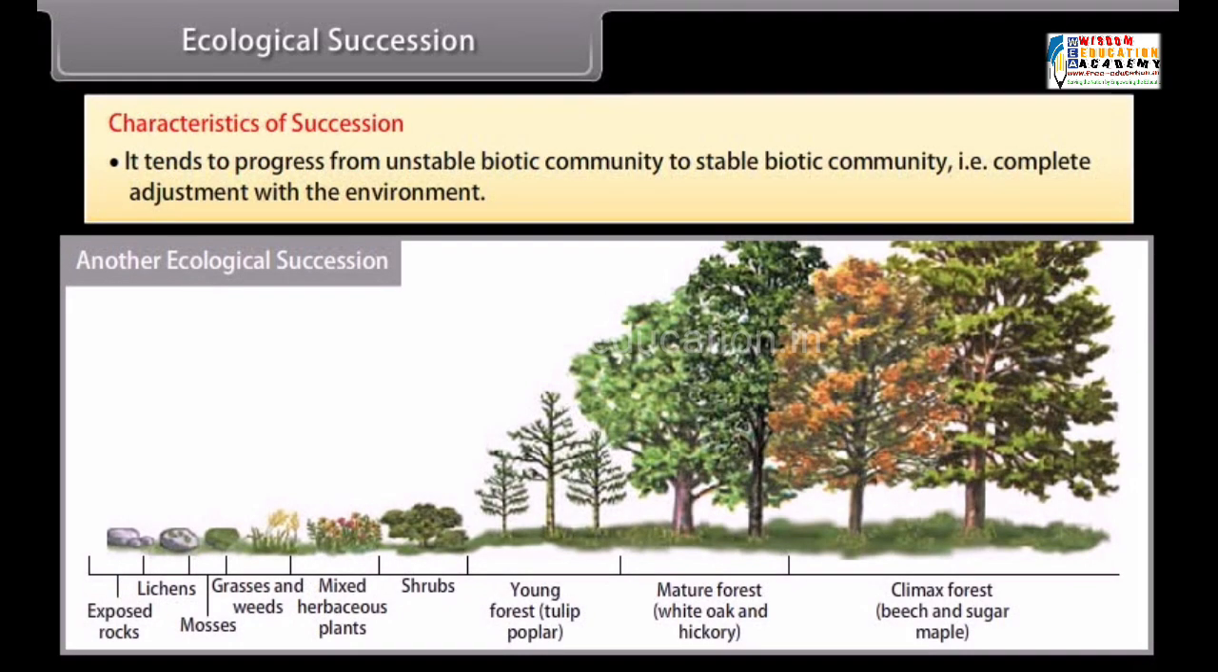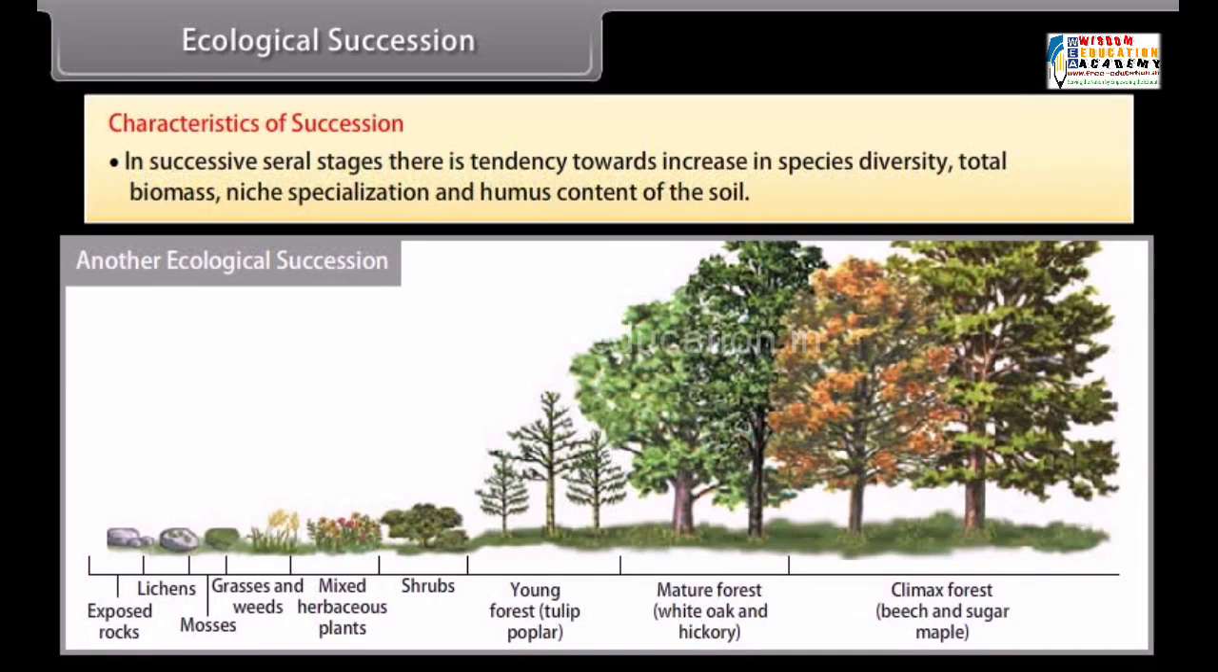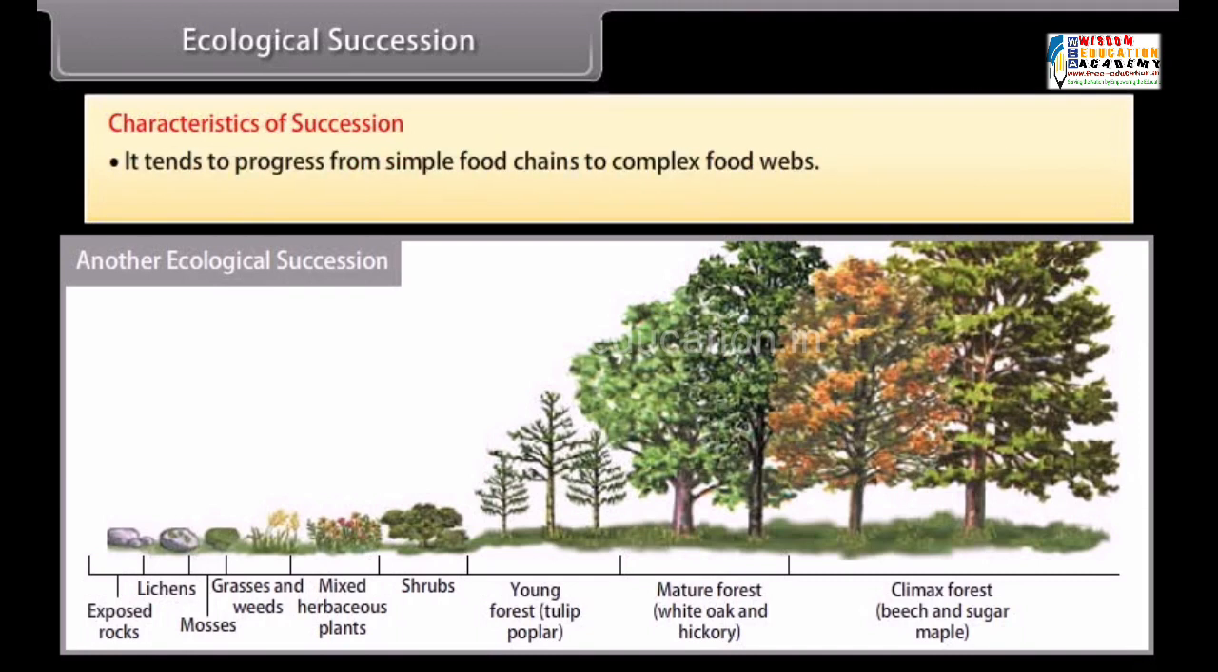Characteristics of succession. It tends to progress from unstable biotic community to stable biotic community, that is, complete adjustment with the environment. Its seral stages are so regular and directional that an ecologist can often predict the sequence of future communities. In successive seral stages, there is a tendency towards increase in species diversity, total biomass, niche specialization, and humus content of the soil. It tends to progress from simple food chains to complex food webs.